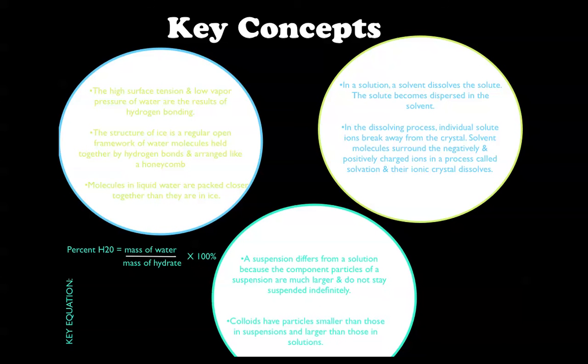So when reviewing this chapter, there are key concepts that we need to keep in mind when working with the water system. So right here at the bottom left-hand corner is a key equation, which if you're doing problems, you will be using that a lot. So percent H2O equals the mass of water divided by the mass of hydrate times 100%. And that will get you your answer in most cases. So the high surface tension and low vapor pressure of water are the results of hydrogen bonding, which we talked about.